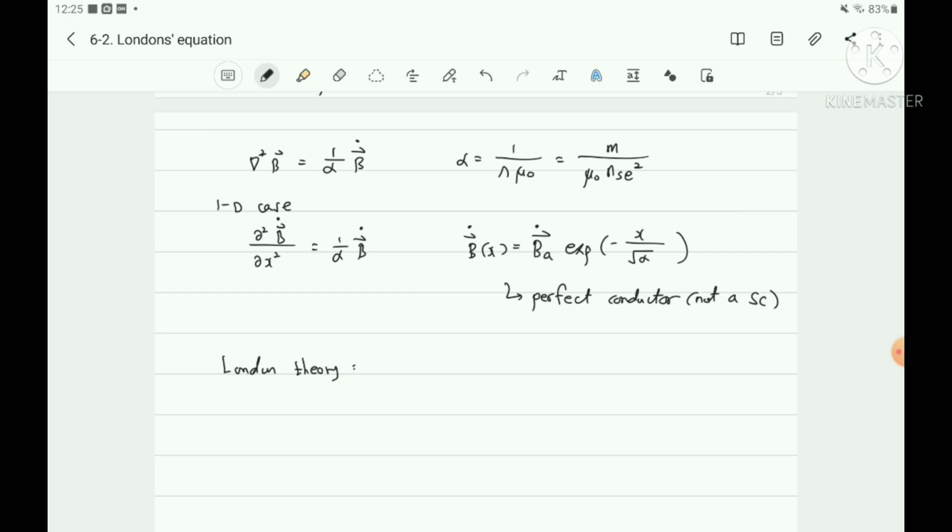In a superconductor, the flux density is always zero inside. We call this the Meissner effect. The Meissner effect is that the magnetic field inside the sample should be zero. Therefore, the B field is zero inside the sample.